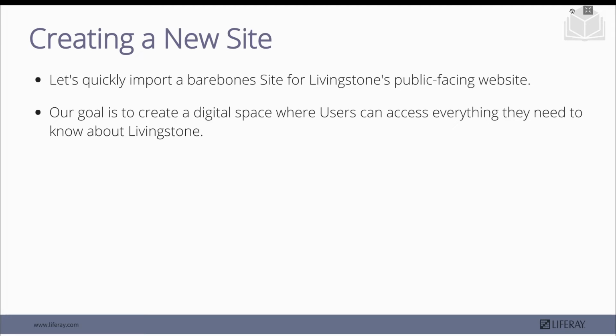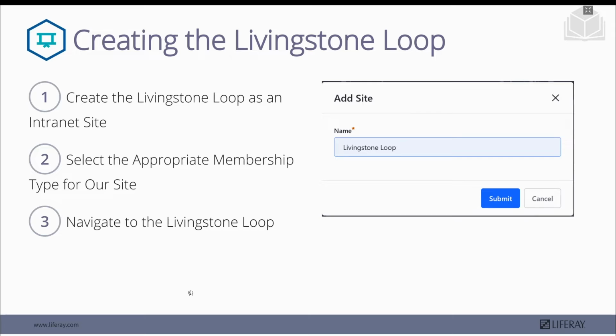As we're doing this, our whole goal of building out this site is to provide a digital space where our users can access whatever they need to know about Livingston Hotels and Resorts. So what we're going to be doing next is creating the Livingston Loop intranet site. This is the place where all of the Livingston employees are able to come together to get the latest news, updates, and see what's going on within the organization.